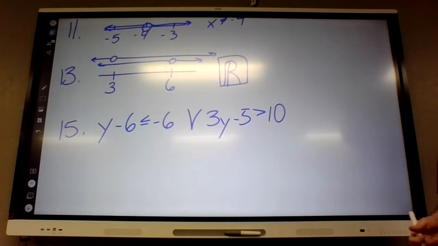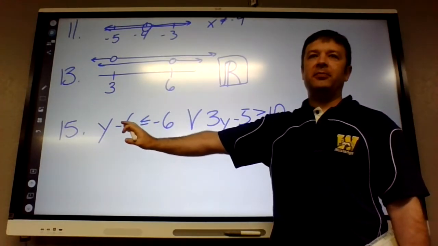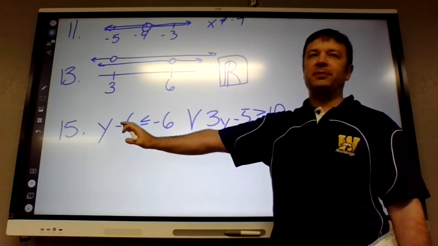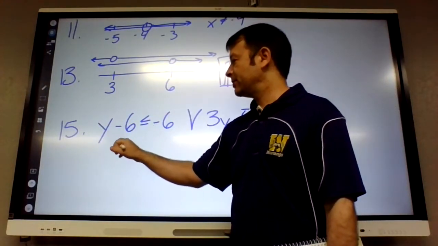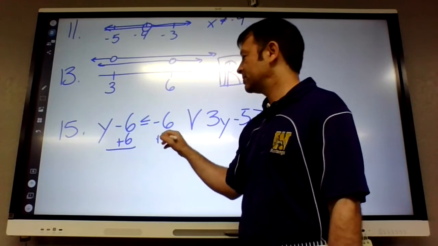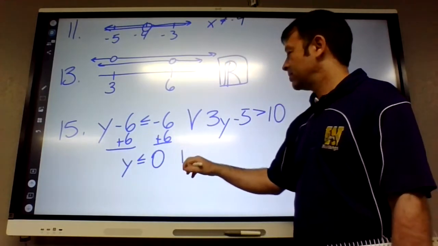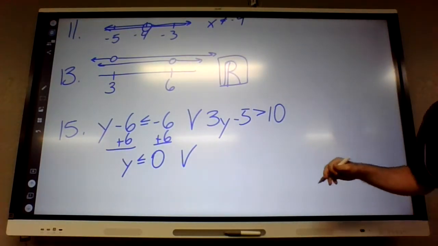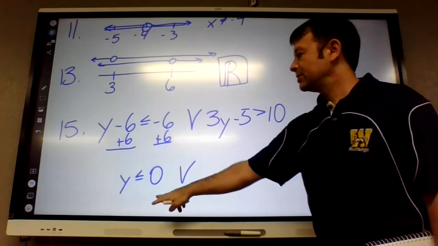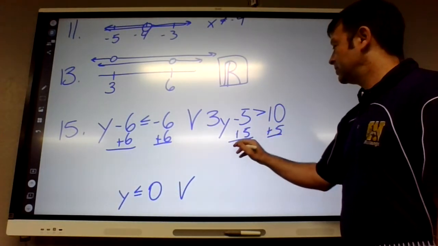All right. So we're just solving both sides separately. So how do I solve this for y? Plus 6. And then the v is an or, kind of separates the two inequalities. And how do I solve this? Add 5, divide by 3.